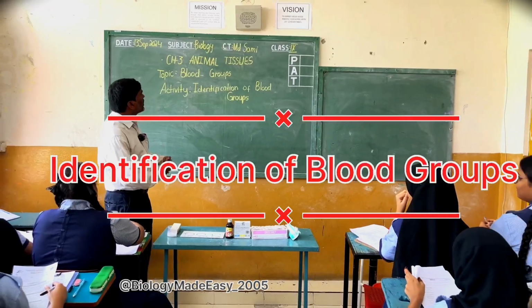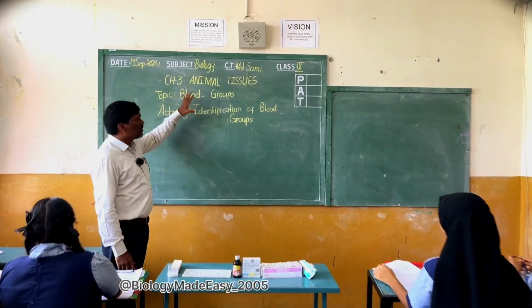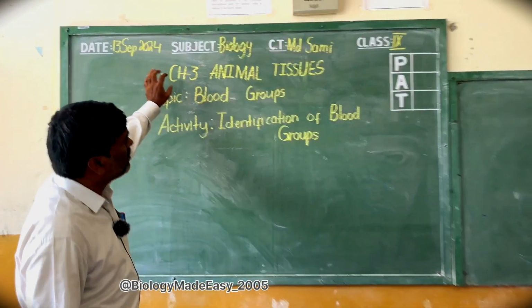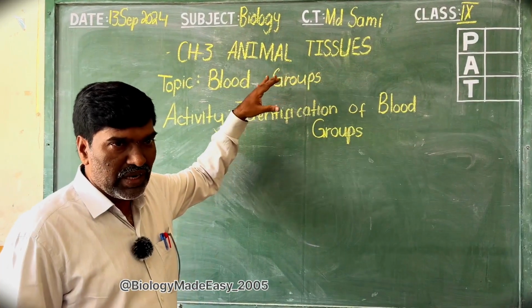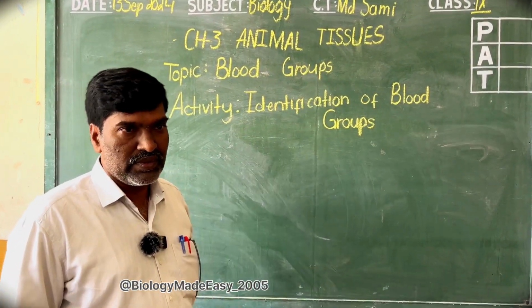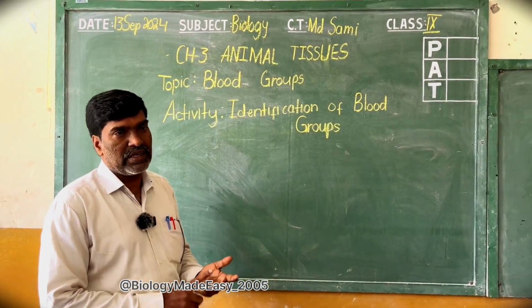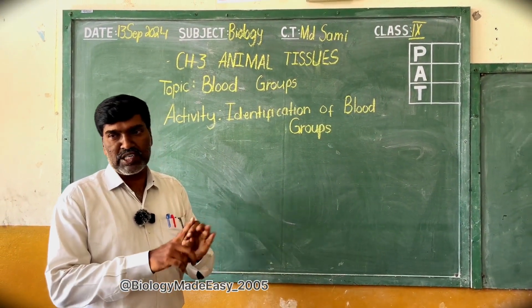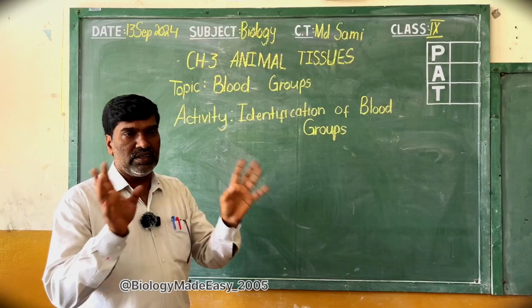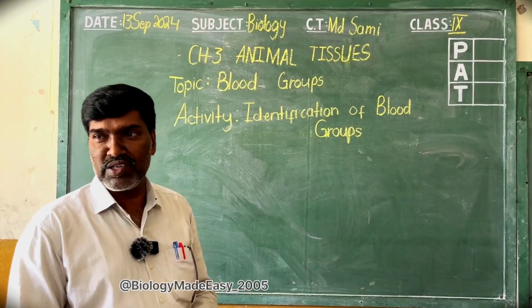Okay, today we are going to learn about blood groups. We already studied animal tissues, in which blood is a fluid connective tissue. We already know the red blood cells, white blood cells, blood platelets, and blood plasma are there. These all we learned. One more interesting thing we are going to learn.